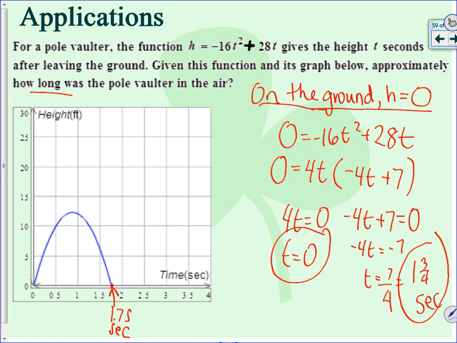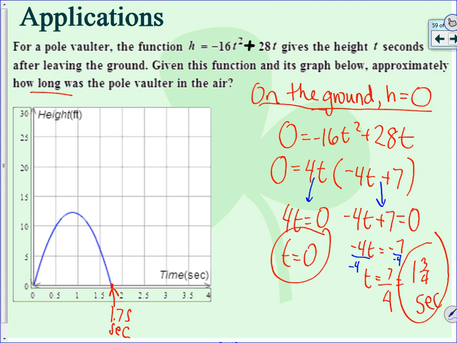Because there's two negatives. Oh, this one up here. So this one I set equal to 0. This is a factor. This one I set equal to 0. That's a factor. So because this times this equals 0, either 4t must be 0, in which case t is 0, or negative 4t plus 7 must equal 0.